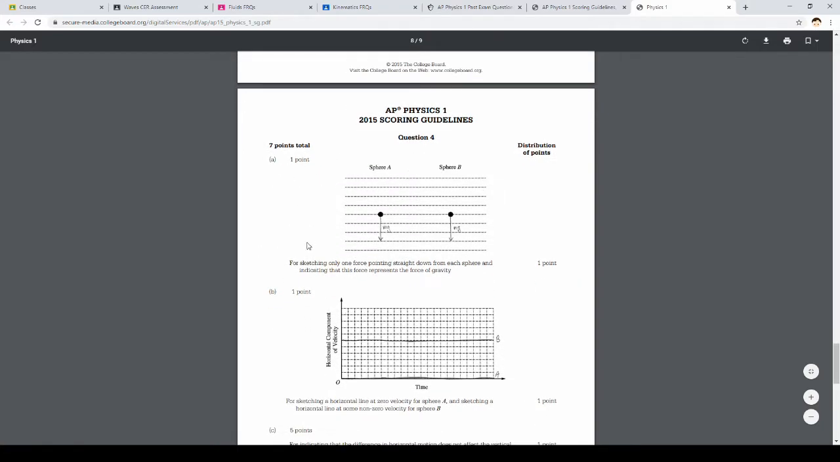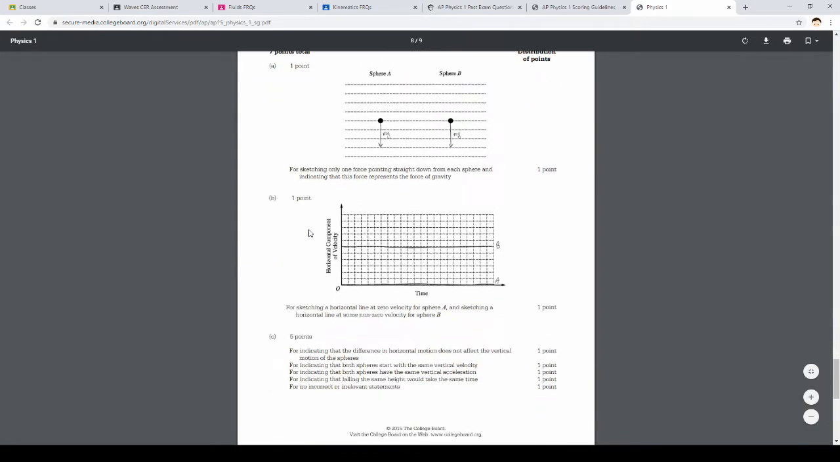For part A, sketching only one force pointing straight down from each sphere and indicating that this force represents the force of gravity. Actually, calling it mg is not the best way to call it. You should reference it as F with a subscript g or capital W for weight. But the important thing here is that both of the forces have to be correct. Both of the free body diagrams have to be correct for you to get full credit. And it's only 1 point for that.